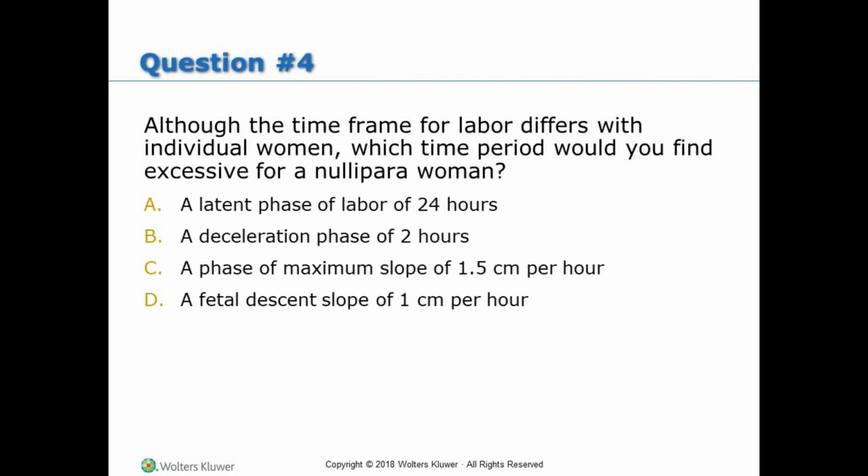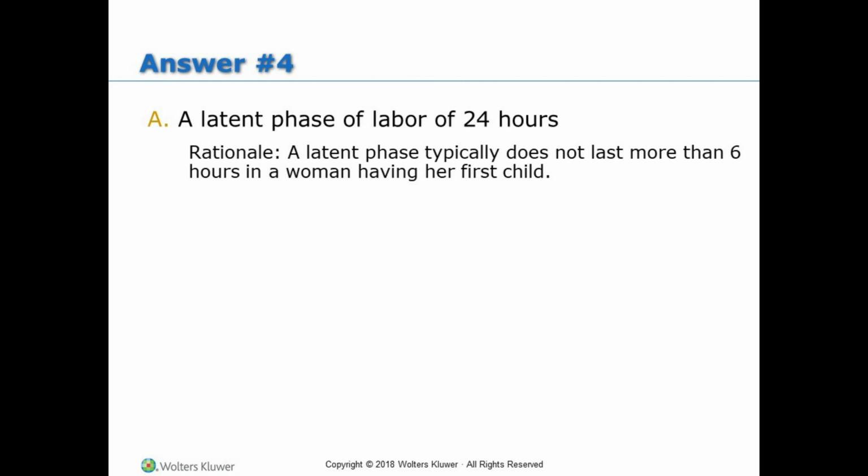Question: although the time frame for labor differs with individual women, which time period would you find excessive for a nullipara woman? A, a latent phase of labor of 24 hours. B, a deceleration phase of 2 hours. C, a phase of maximum slope of 1.5 centimeters per hour. D, a fetal descent slope of 1 centimeter per hour. Answer A. Rationale: a latent phase typically does not last more than 6 hours in a woman having her first child.